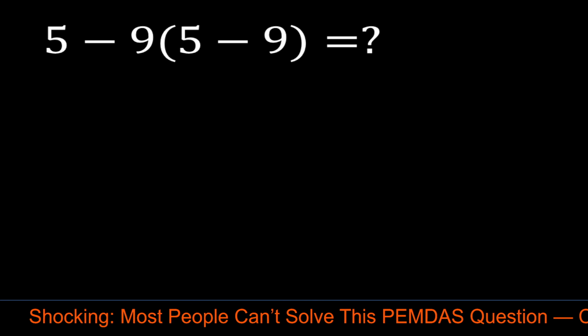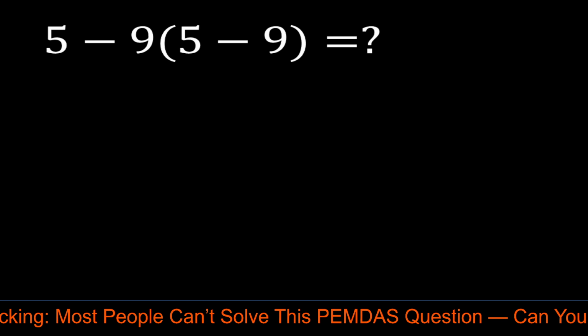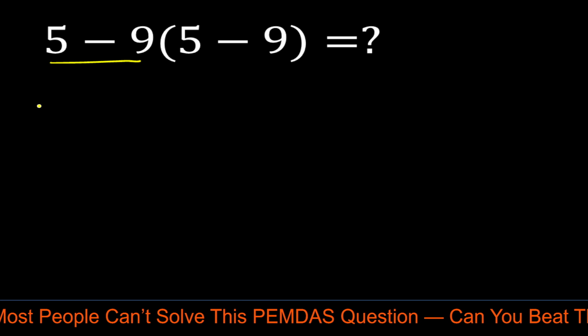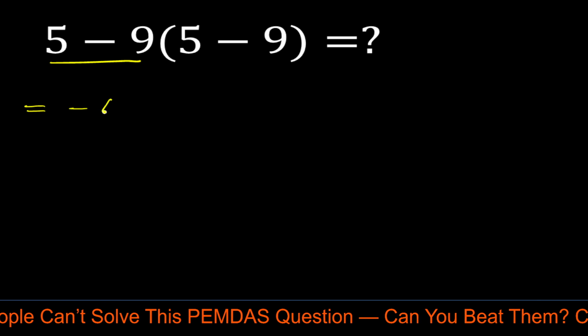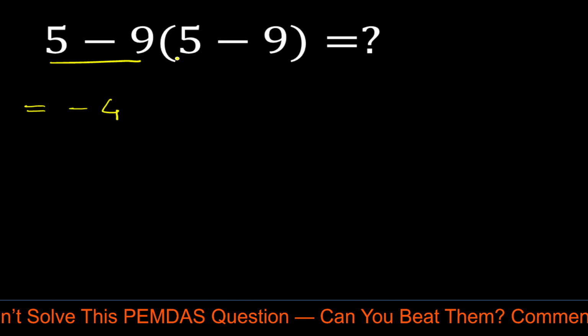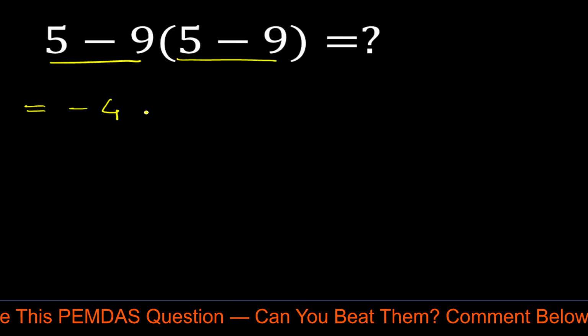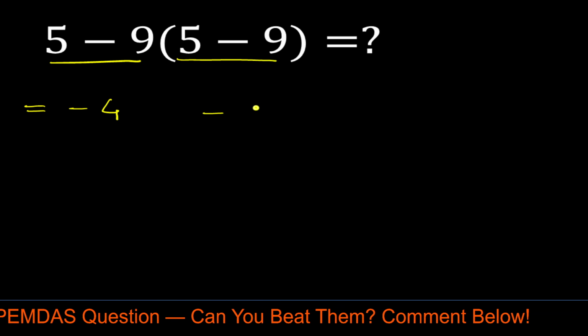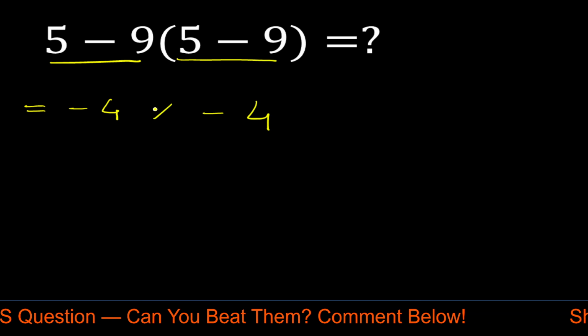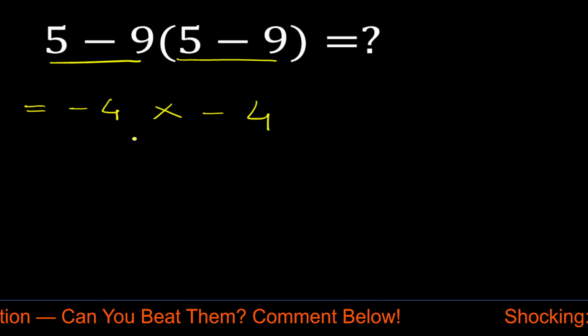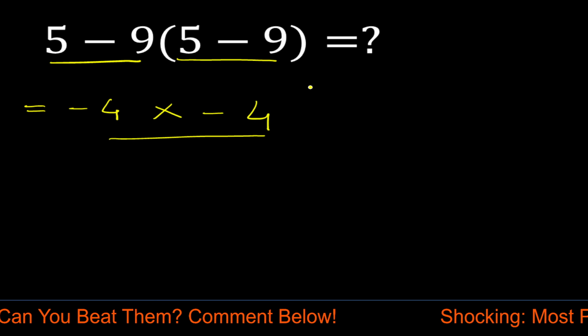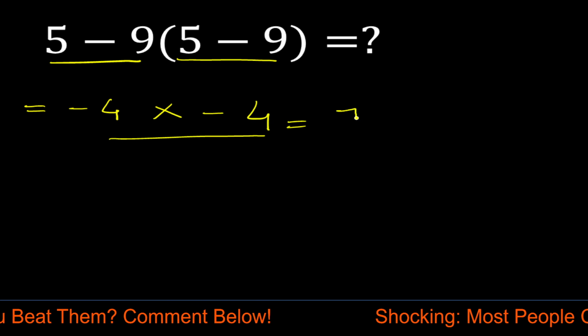So most people solve this question like 5 minus 9. So 5 minus 9 is equal to minus 4. Then again 5 minus 9. So 5 minus 9 is equal to also minus 4, right? Now minus 4 times minus 4. So minus 4 times minus 4 is equal to 16.